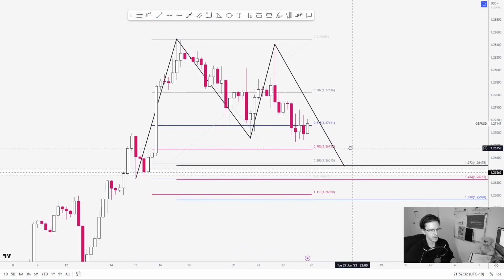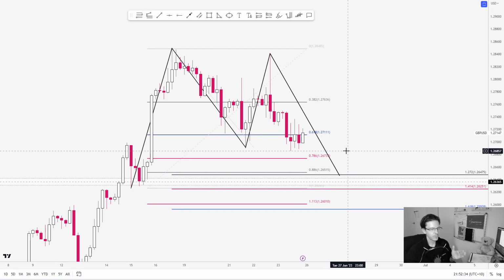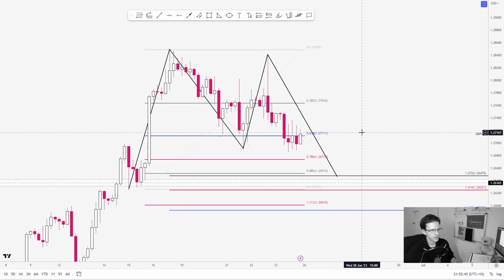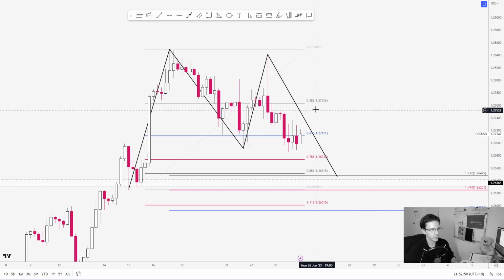Now, if price action moves down into the 127 Fibonacci extension, then I'm looking at a buying opportunity, right? This is a potential Gartley pattern. This is M formation. Really good pattern trade, right?